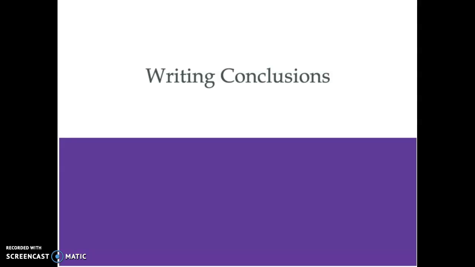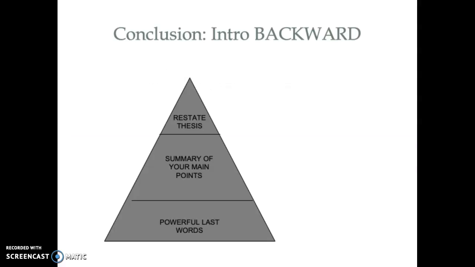The last paragraph we need to write is our concluding paragraph. So today we learn how to write our conclusion paragraph. To write our conclusion, we need to take our pyramid and flip it right side up and basically reverse the order of our introduction. So for our conclusion, we are going to start by restating our thesis statement, which ended our introduction paragraph. We're going to give a summary of our main points, and then we're going to leave our reader with some powerful last words.